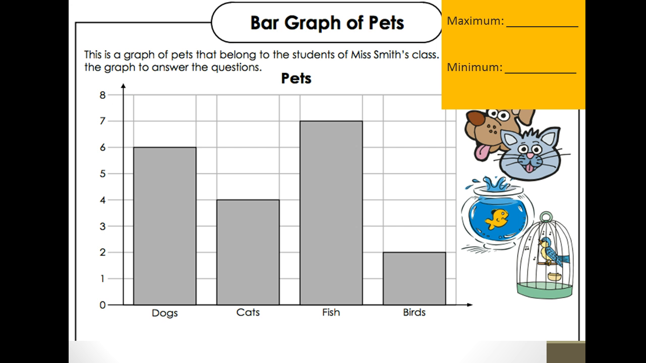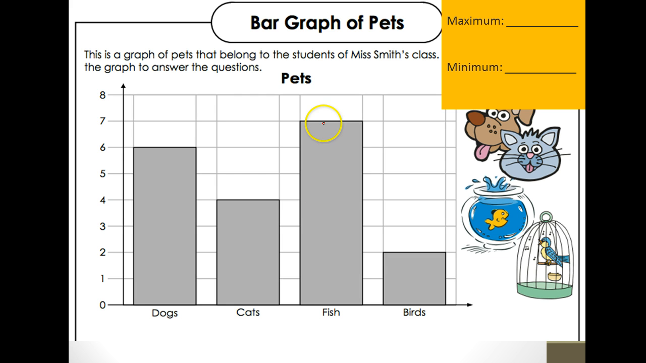Let's take a look at this graph on pets. This is a graph of pets that belong to the students in Miss Smith's class. What is the maximum and minimum of this data set? The choices are dogs, cats, fish, and birds. What is the maximum? How many students? And what kind of pet?